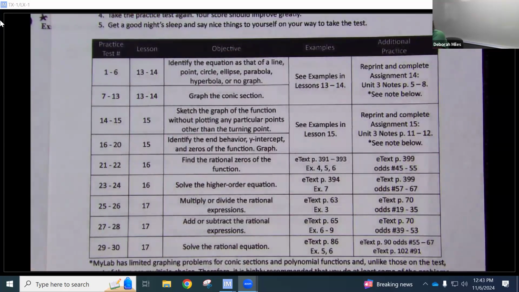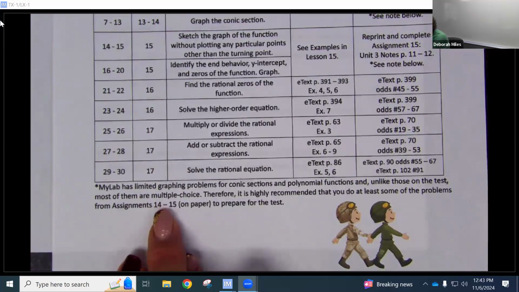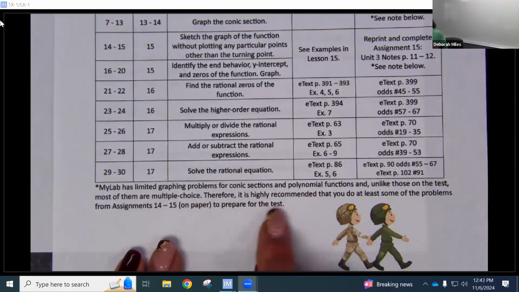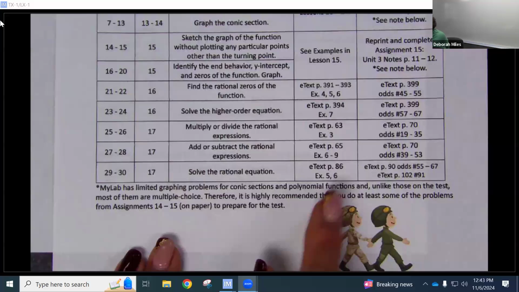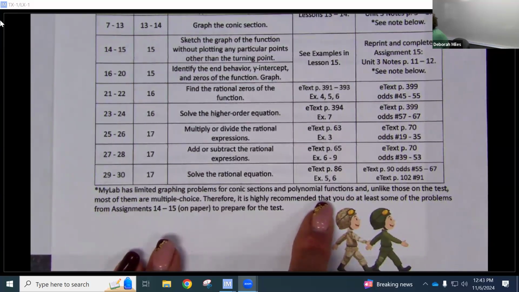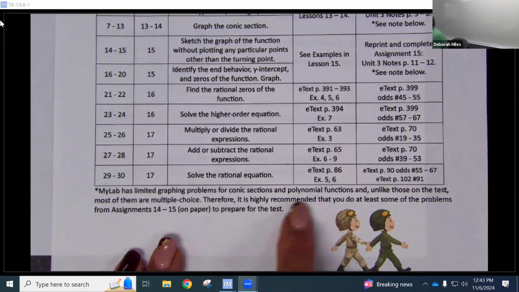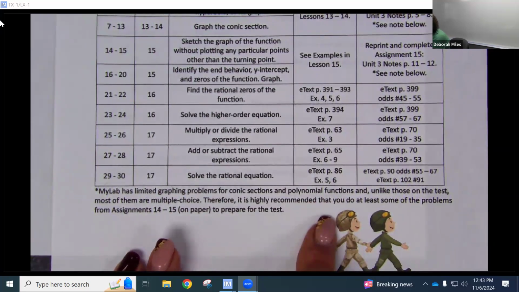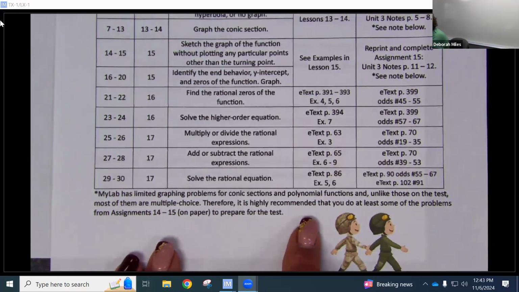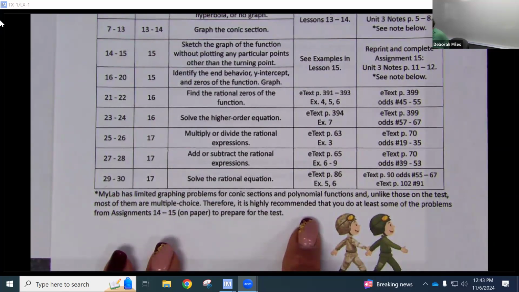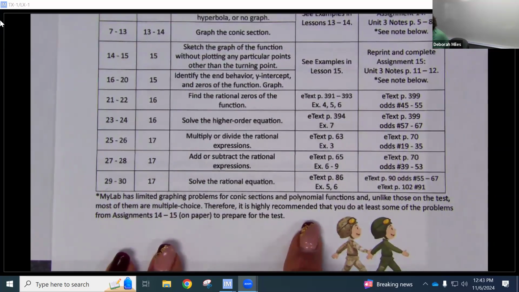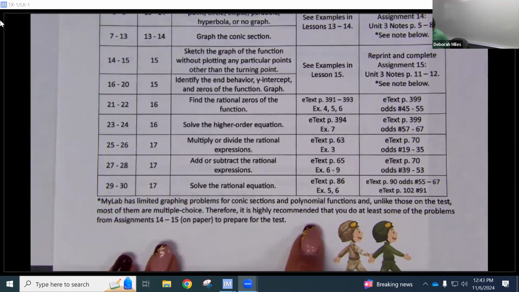Now, the reason I had you do assignment 14 and 15 on paper is there weren't good conic sections and polynomial functions for you to graph in my lab. It only gave you multiple choice, and practicing multiple choice does not feel like the real thing when I give you a problem on the test and it's not multiple choice. Do y'all wanna go, or are you interested in me telling you how to do better on this test?